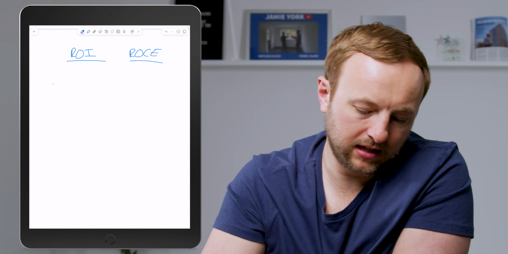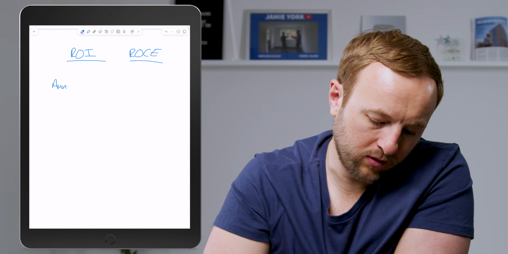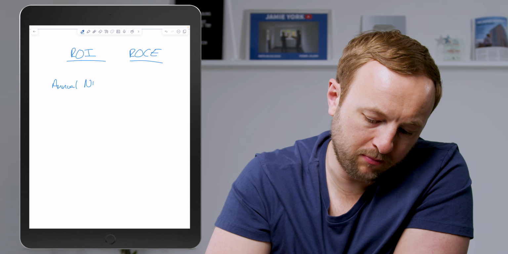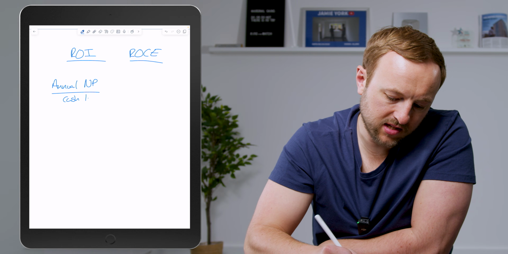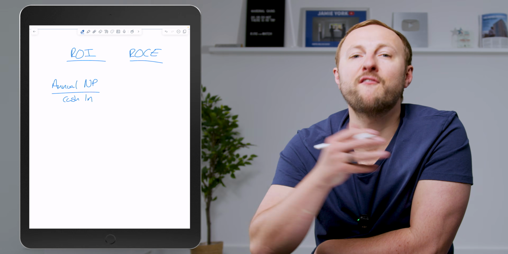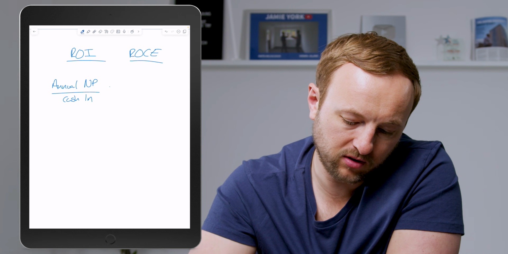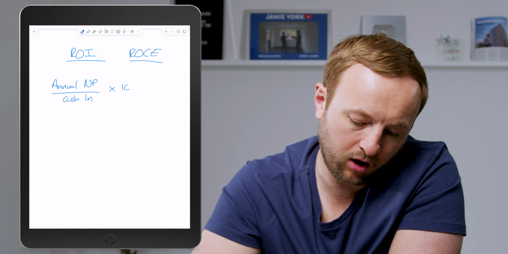So how do we calculate this? We've got our annual net profit, so I'll put annual NP, divided by cash in, and this is the total cash, everything that we can think of. So we divide it by that, and then we times by 100.